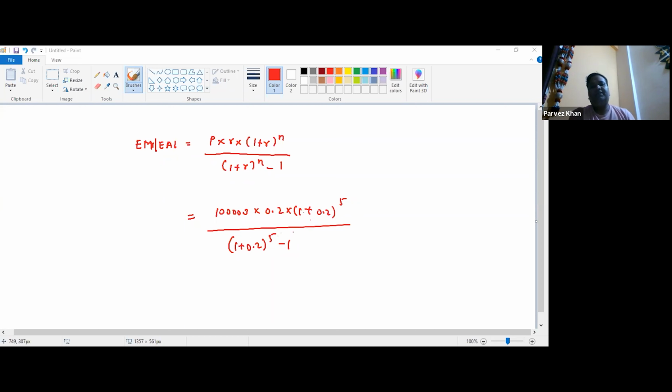So whenever we say monthly, what happens? The rate is divided by 12 and the time is multiplied by 12. So same thing, just you put.